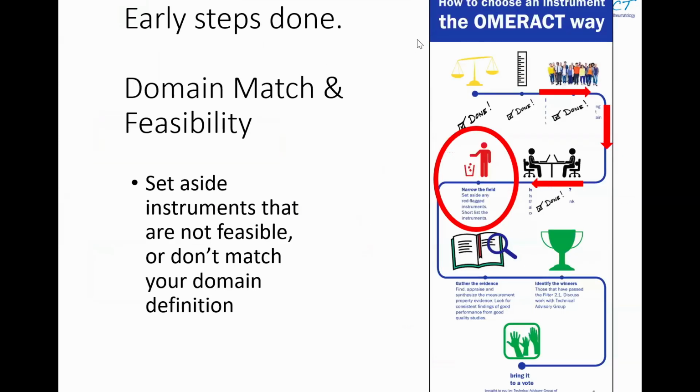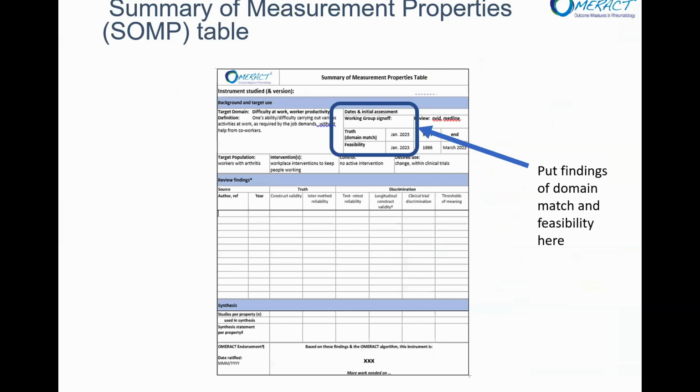Where does it start? Well, the early steps in instrument selection are already done. The domain match and feasibility have been done. You've set aside instruments that are not a good match or aren't feasible for you to use. And now you're starting to embark on looking at the more in-depth literature review. So as you start building your SOMP, put in here the date that your working group signed off that it's a good match for truth and that it's a feasible instrument to use, and you document that there.